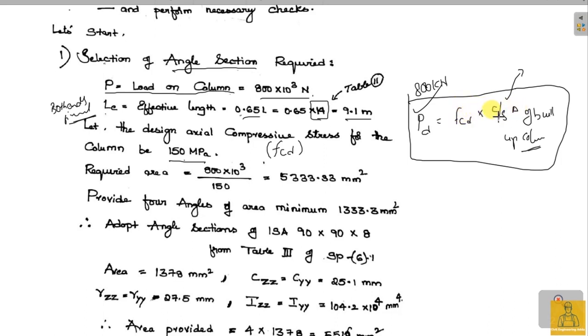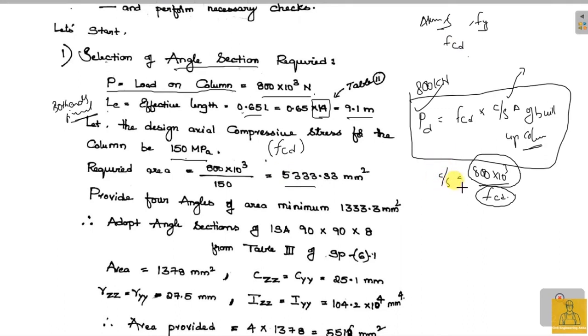So I do this. And in some cases, what we do is we assume lambda, the slenderness ratio of the column, and from lambda and Fy, you can get the value of FCD from the code book. So either assuming lambda and using that lambda and Fy to find out FCD, or directly assuming FCD, doesn't make any difference. When lambda is assumed, FCD is also not a correct value. It is also an assumption, right?